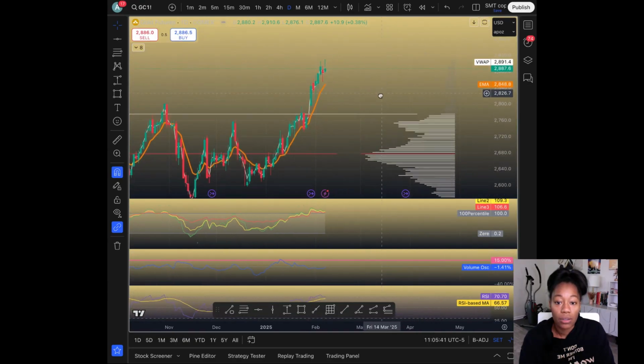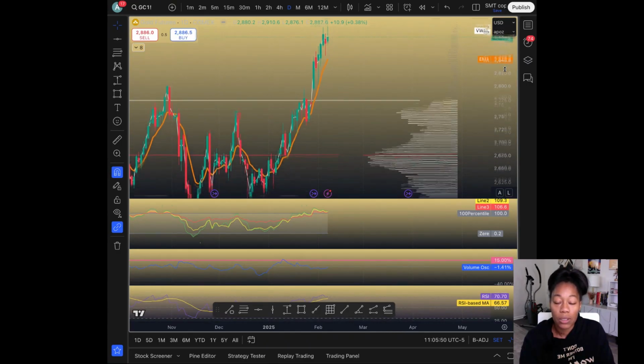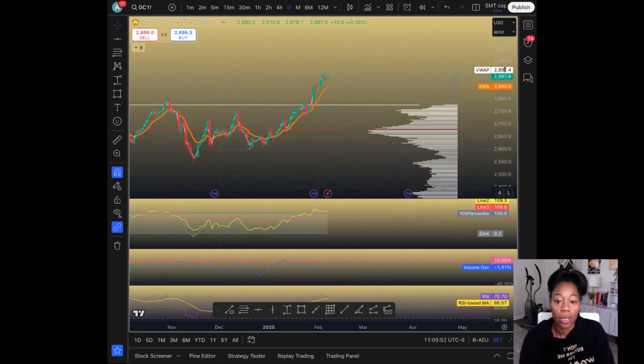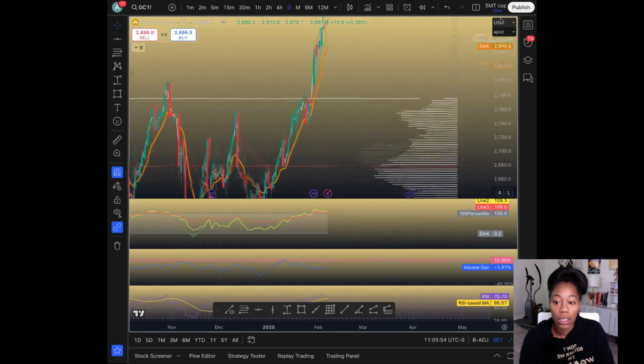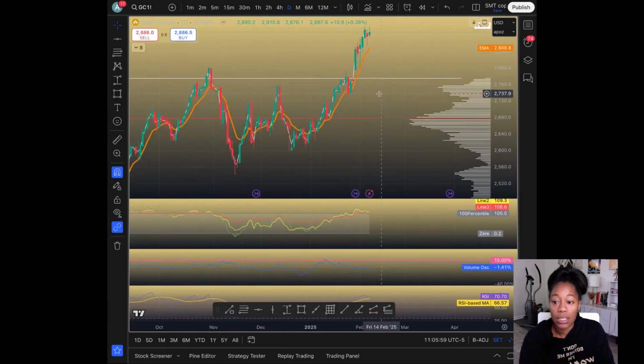Right now, market closed at price sitting at 2,887.6. You can collapse or expand your price action by scrolling or clicking and dragging. Next up, you're going to see these bars. So you see they're red, green, and they go up and they go down.